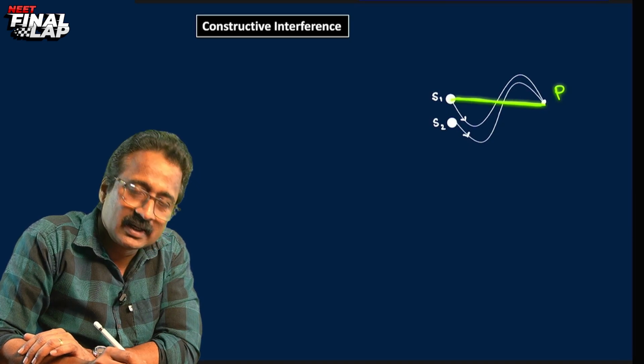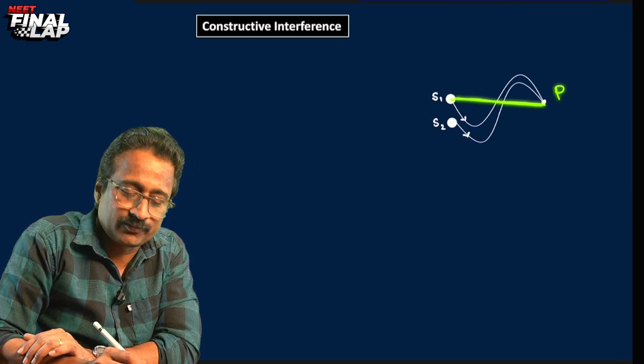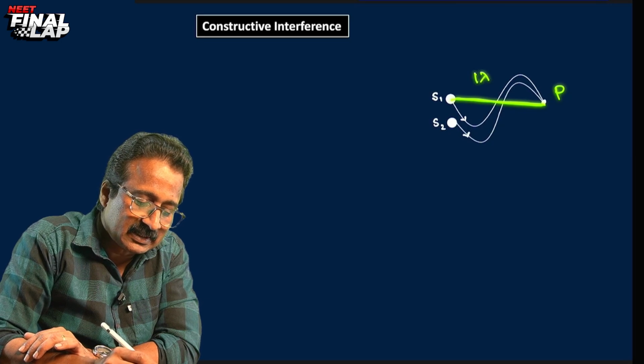This is called the path length of the first wave. As per the figure, it is exactly 1 lambda.